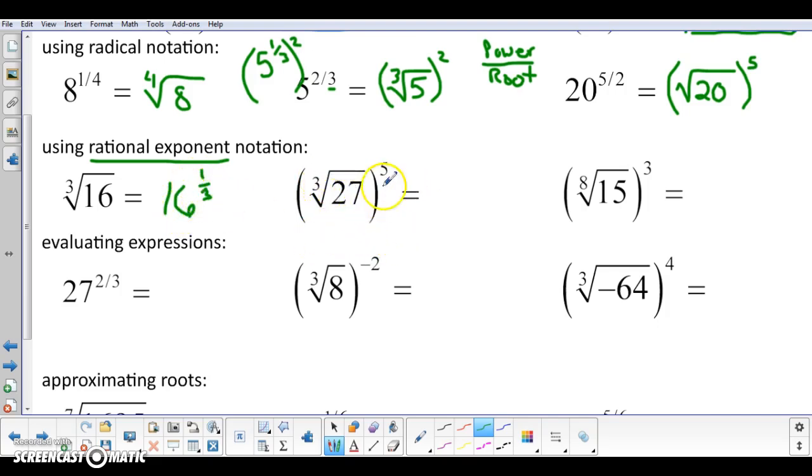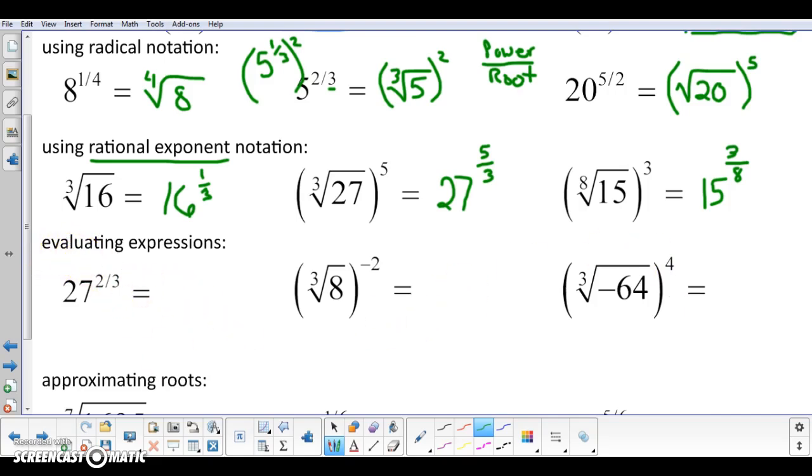Here I've got the cube root of 27 to the 5th. Okay, that's going to be 27 to the, let's see, power 5 goes on top, root is 3, that goes on bottom. So 27 to the 5/3. And one more, 15 is raised to the, let's see, the third is the power and 8 is the root, so that must be 15 to the 3/8 power.